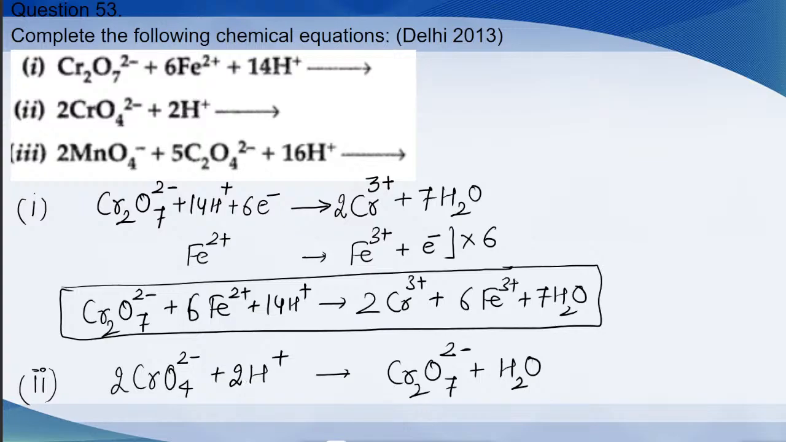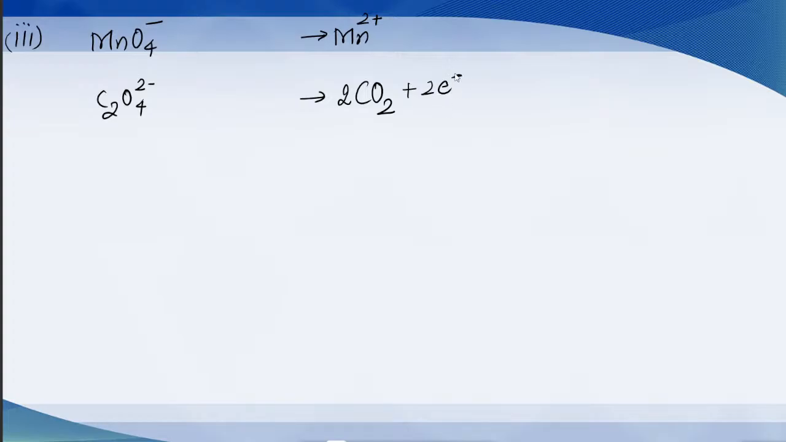Now third, it is MnO4 negative and C2O4 2 negative. So MnO4 1 negative gives Mn2 plus. C2O4 2 negative gives CO2. So 2 carbon on the left side, just multiply by 2. Oxygens are also balanced, just add 2 electrons, 2 negative on the left side, so 2 electrons on the right side.